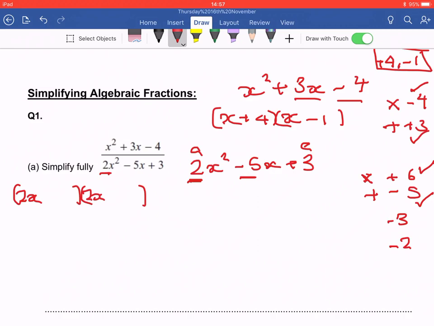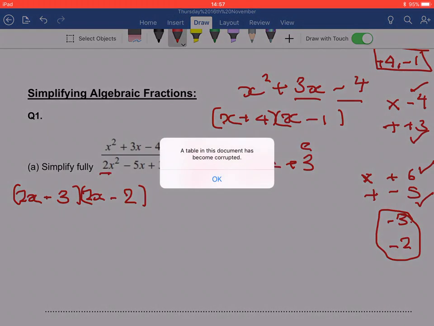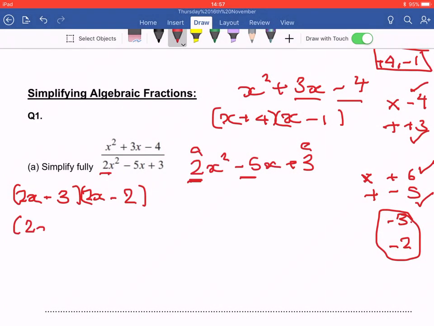And then one of your numbers over here is minus 3, and one of them is minus 2. Now, that's not fully factorized. We have to have a look at each bracket and simplify it. So 2x minus 3, is there anything that goes into 2 or 3? No. So that will stay as 2x minus 3.